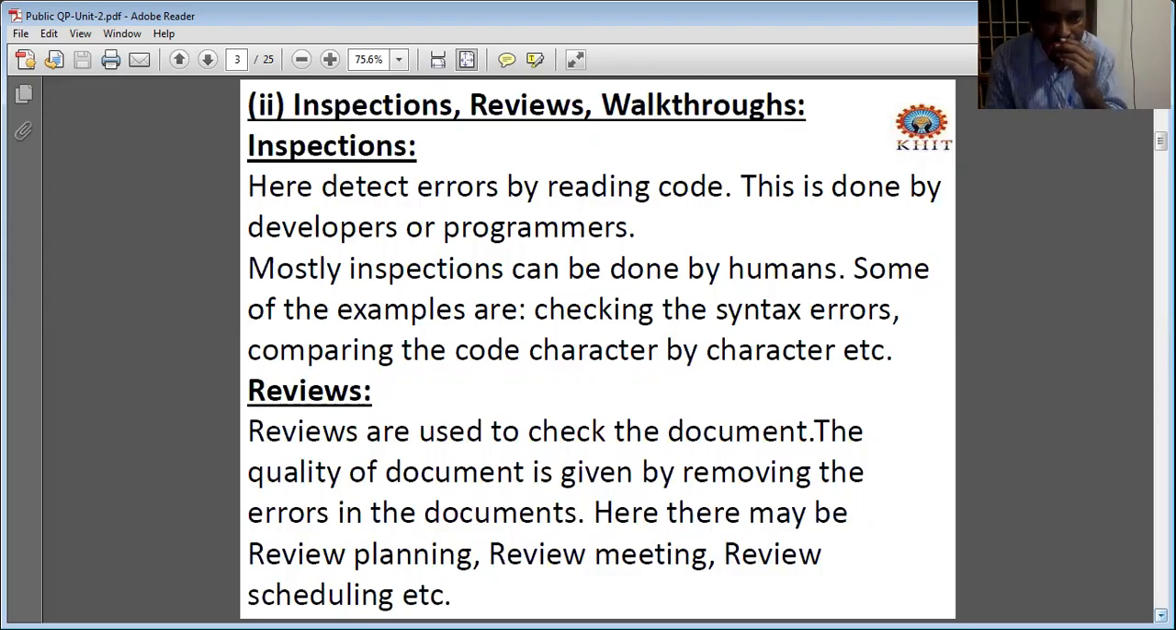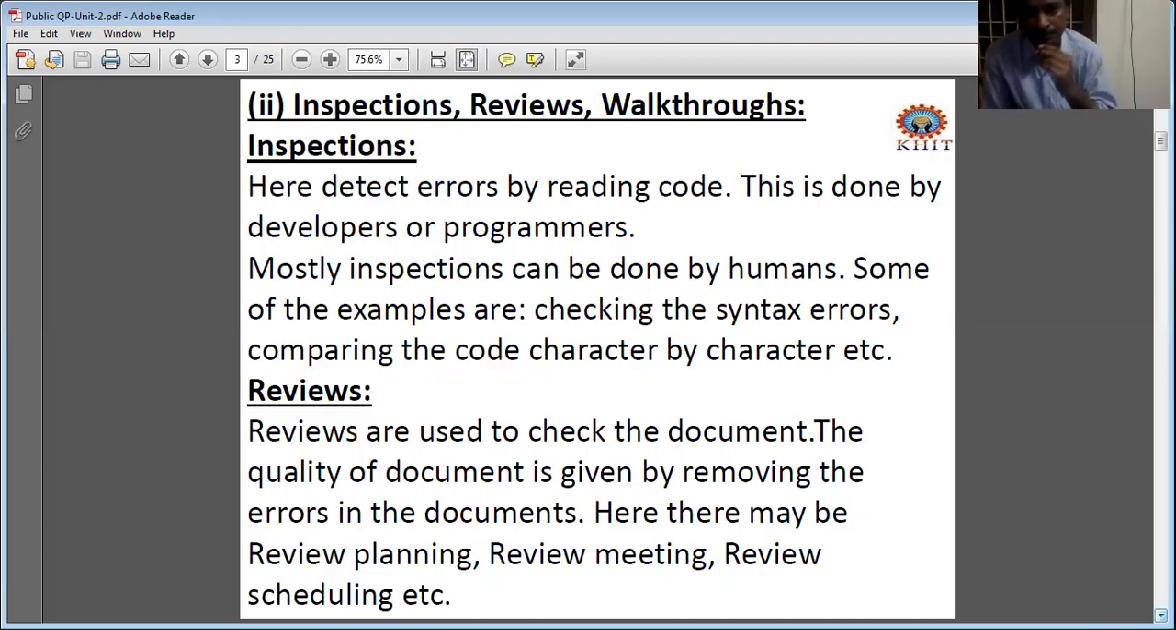Next, reviews. Reviews are used to check the quality of the document. If you remove the errors in the documents, then automatically the quality of the document is improved. There may be review planning, review meetings, review scheduling, etc.